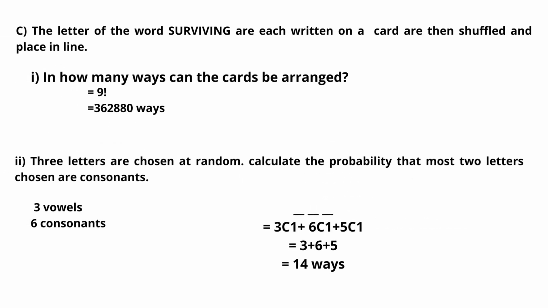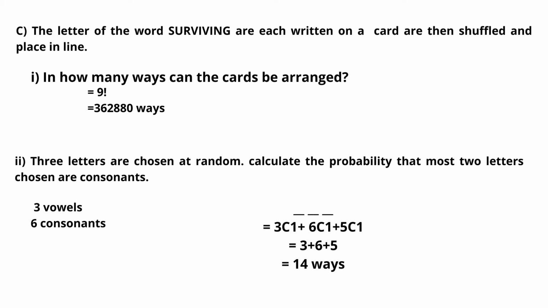The letters of the word surviving are written on cards, then shuffled and placed in a line. So number one, in how many ways can the cards be arranged? This is also a straight to the point question. So we're just going to use factorial rules, which is going to be 9 factorial, and the answer is going to be a total of 362,880 ways.